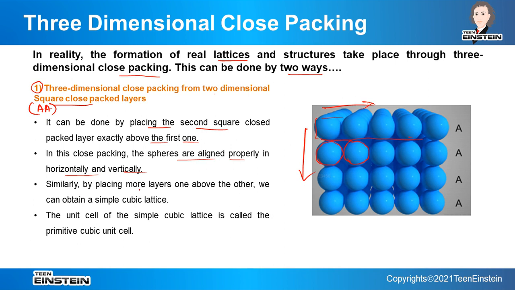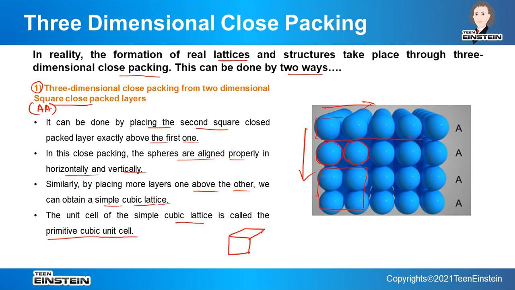Similarly, by placing more layers one above another, if we carry on this process, we will get a simple cubic lattice. That is, if you consider only 4 particles here, and behind these 4 particles there are another 4 particles, together these 8 make a simple cubic lattice. And the unit cell of this simple cubic lattice is called the primitive cubic unit cell. Remember, we have discussed the primitive cubic unit cell. It is like this.